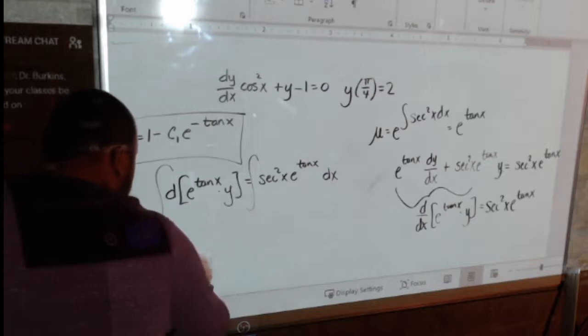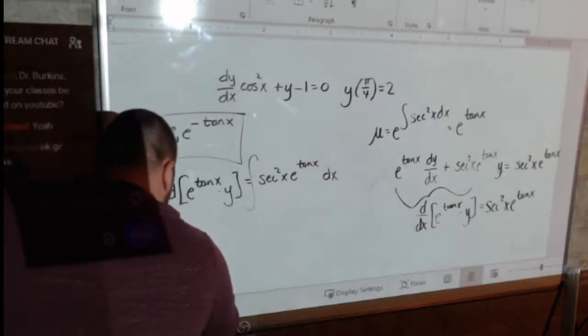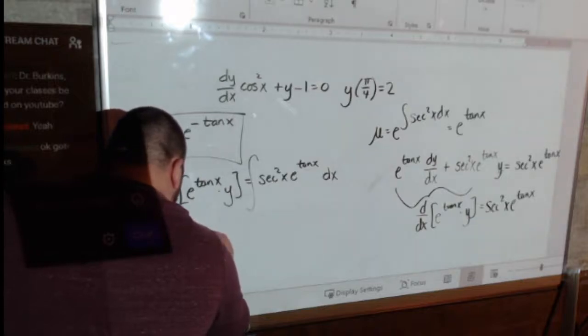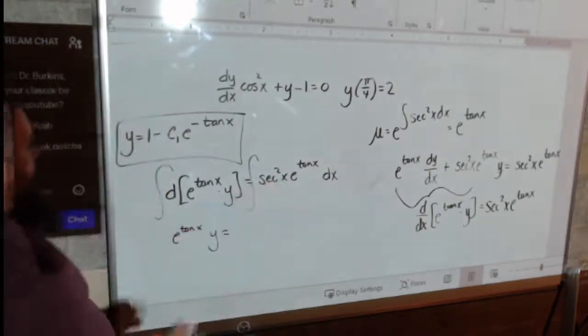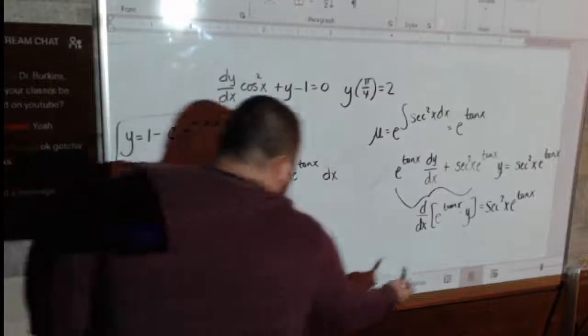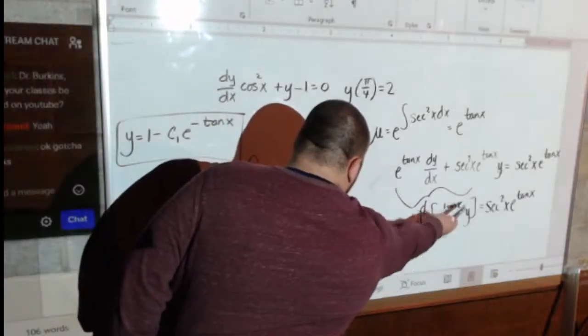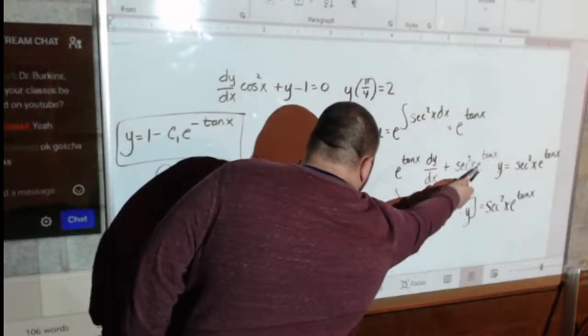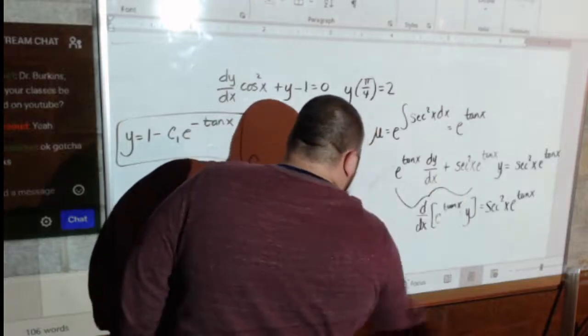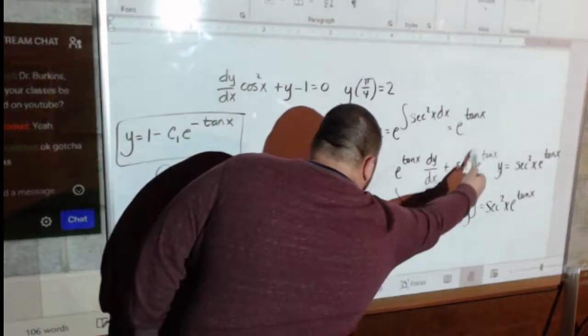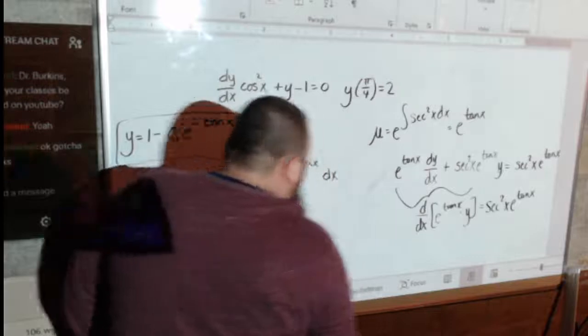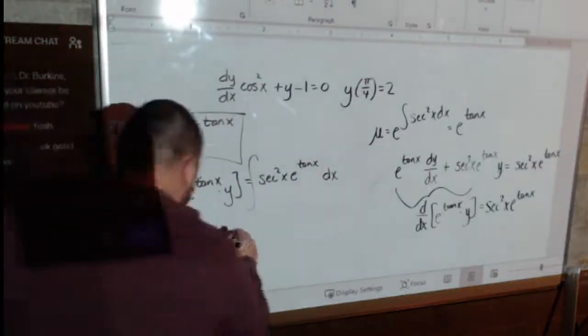Alright, so integrating both sides. This side's really nice. The integral and the differential just give me back what's in those brackets. And the right-hand side we've already done. Basically over here we said that if we differentiate e to the tan x, we get secant squared. So if we were to integrate secant squared e to the tan x, we'd get back e to the tan x.